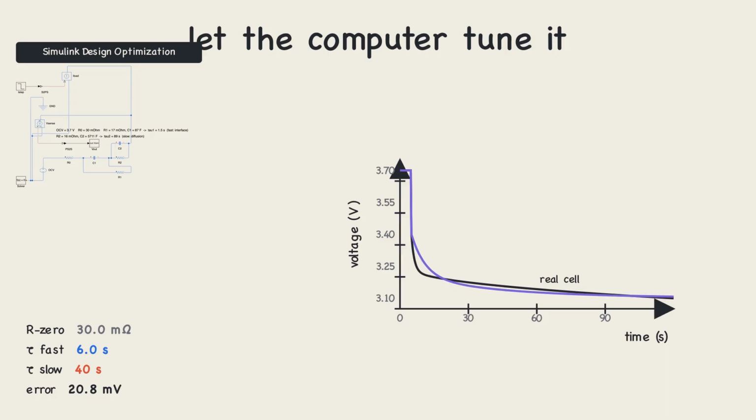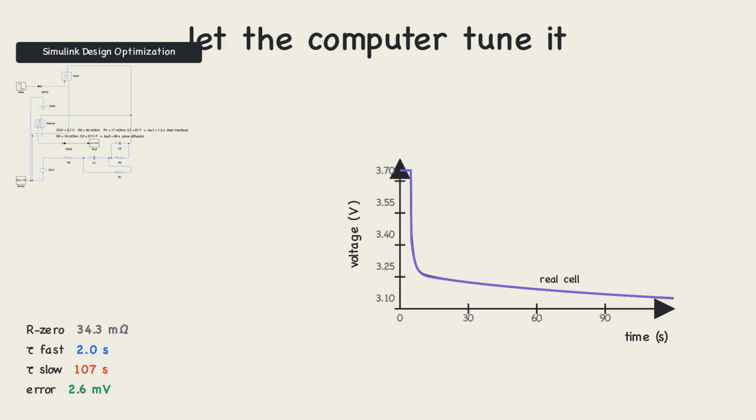They start far off. The error is about 20 millivolts. Now the optimizer searches. Each pass, it nudges every value. The resistance settles near 30 milliohms. The fast clock finds 1.5 seconds. That is the interface. The slow clock finds about 90 seconds. That is the diffusion. And the error collapses from 20 millivolts down to barely 1.